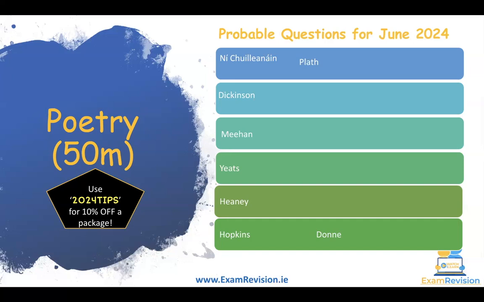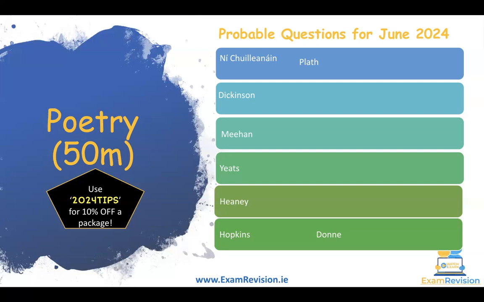Meehan has been on the last 2 years in a row, so the chances of her coming up are very slim. Yeats has come up 4 out of the 7 times he's been prescribed. That doesn't mean he won't come up. He still could come up. But I would still place my bets on Heaney appearing over Yeats.